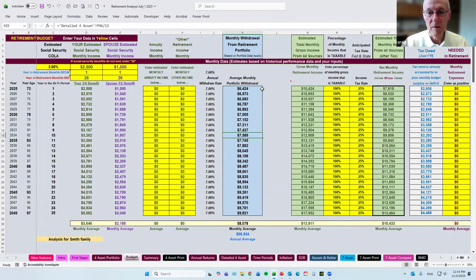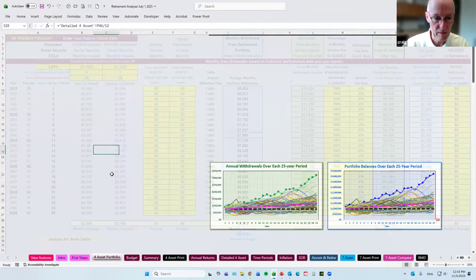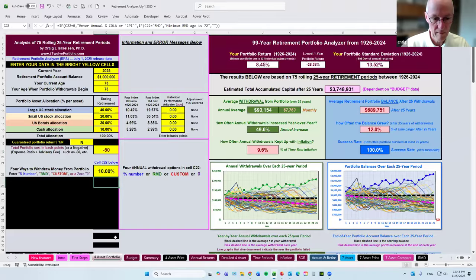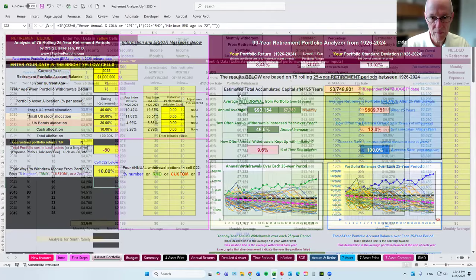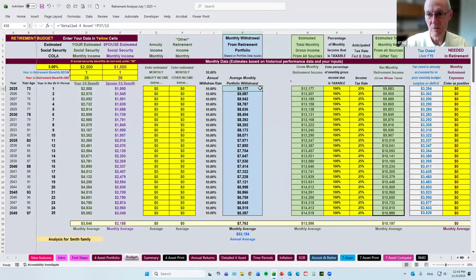With just that in mind, let's go back. Let's enter 10% here, and go back to the budget tab. This is what Josh was referring to. Using a sort of truncated time period where you're focused on your specific window, which in this case is 10 years, you had a first year withdrawal of 9,177 versus 6,400 with a 7% withdrawal rate.